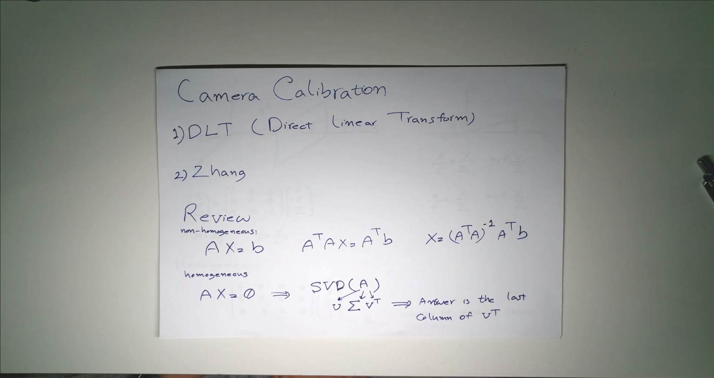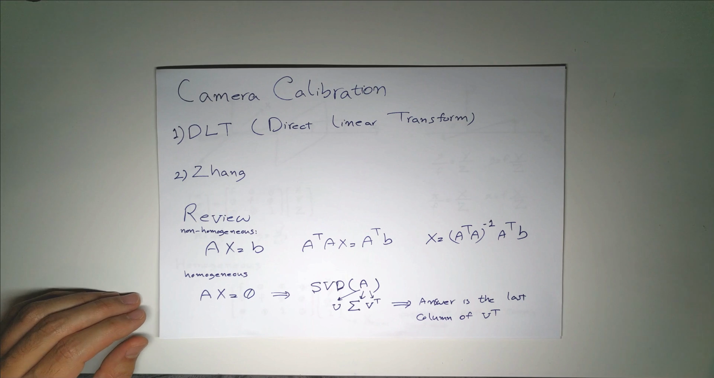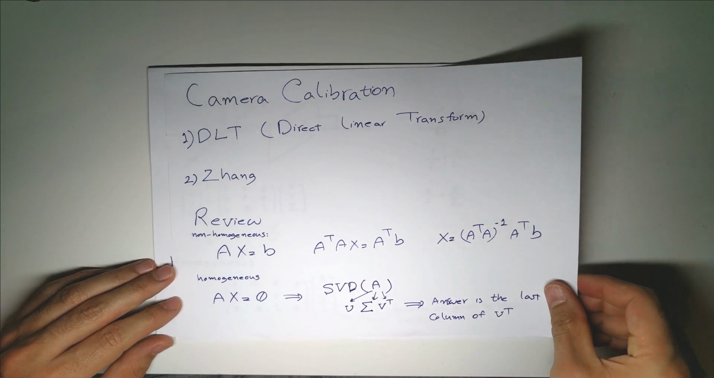I have to compute the SVD, and I have to decompose A into three elements, U, Sigma and V transpose. This is a translation, this is a scaling, and this is, again, a rotation. And the answer to our system of linear equations is the last column of V. So this is something you should know in advance. Okay, let's get started.